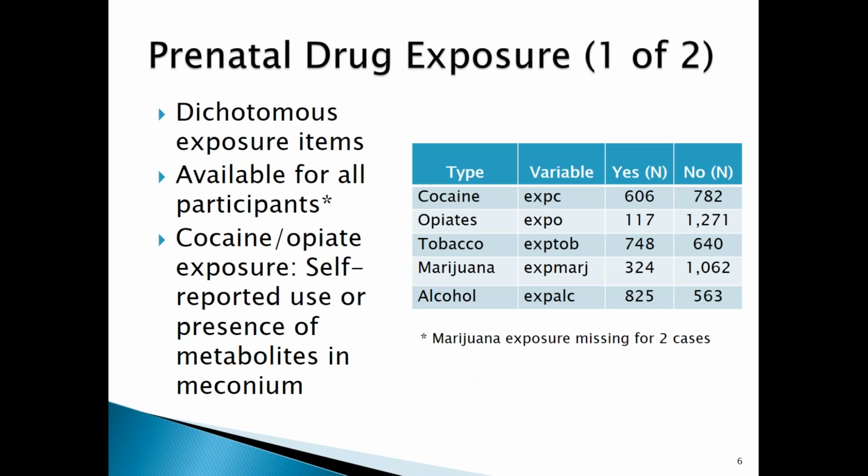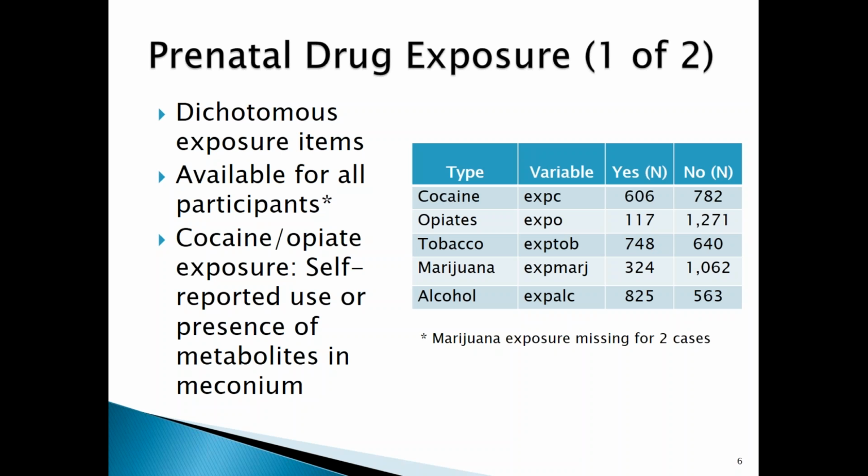Okay, so now I wanted to talk about some of the measures that you may want to include in your research. Given the design of the study, one that comes up quite often that people want to use are the prenatal drug exposure variables. There are 5 types of prenatal drug exposure that were measured: cocaine exposure, opiates, tobacco, marijuana, and alcohol.